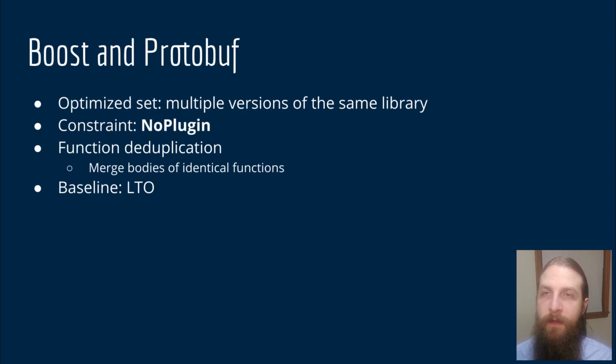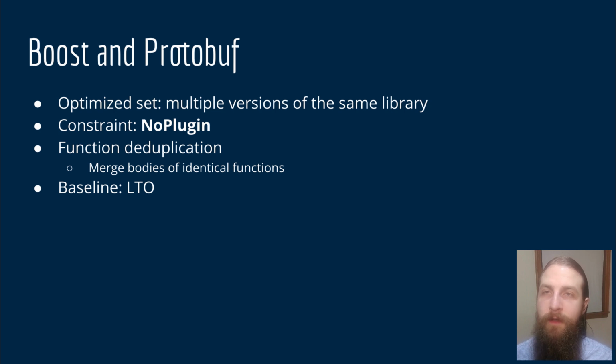Now let's look at a different kind of experiment. It's very common to have multiple versions of the Boost library installed at once because you're using different programs that require different versions of the library. The same thing can happen with protobuf. That leads to a lot of unnecessary code duplication. In this experiment, we optimized together multiple versions of the same library in order to reduce the size.